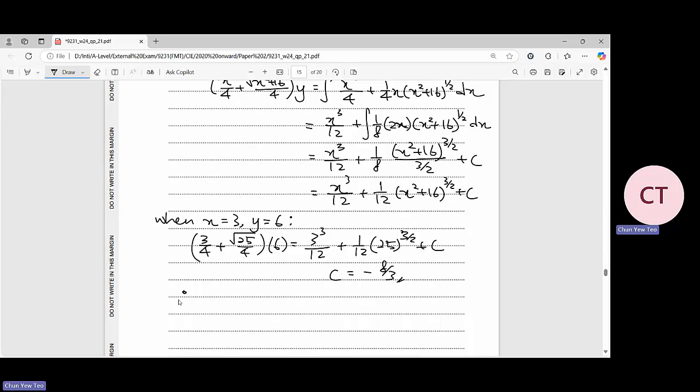So therefore, I have my answer here as x plus the square root of x squared plus 16, over 4, times y, is equal to x cubed over 12.